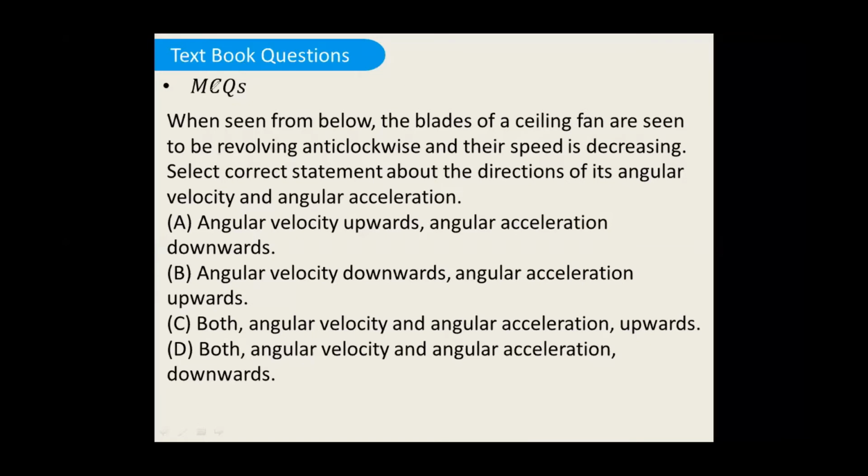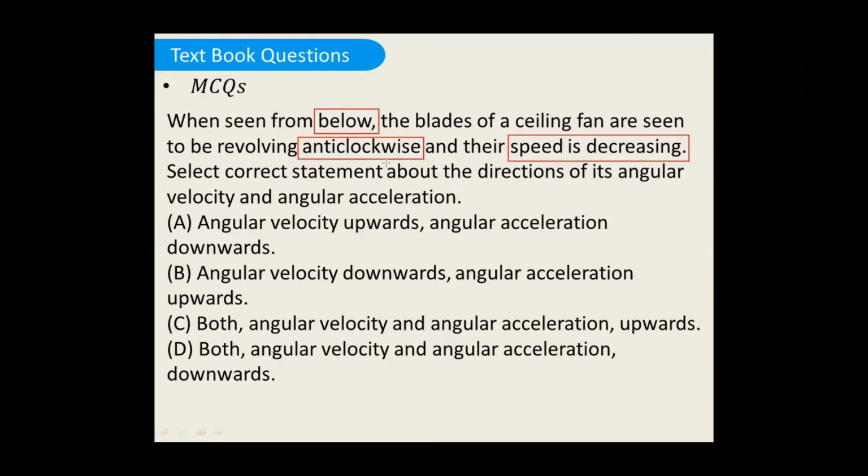Read the first MCQ. When seen from below, this word is important. We are observing from below. Actually, in reality we always observe from the top, but in this case we are observing from below. The blades of the ceiling fan are seen to be revolving anti-clockwise, and the speed is decreasing. So these three terms are important: we are observing from below, anti-clockwise, and the speed is decreasing.